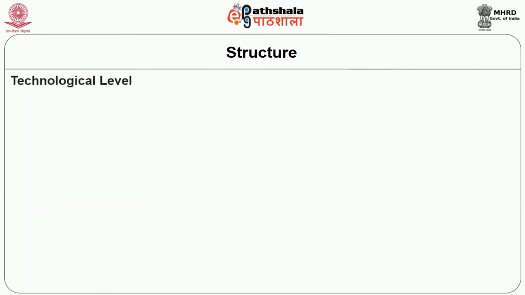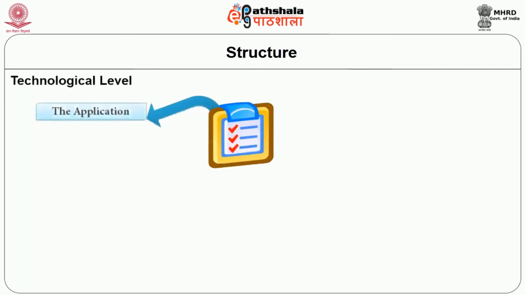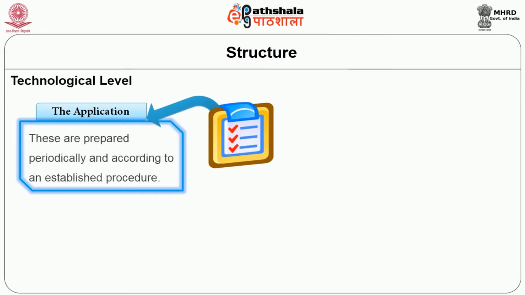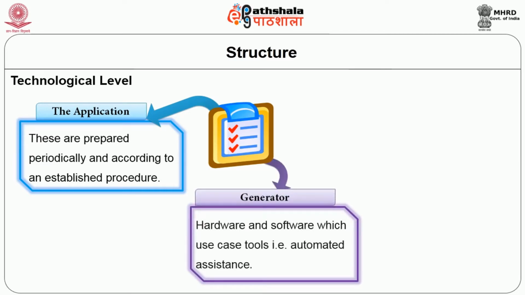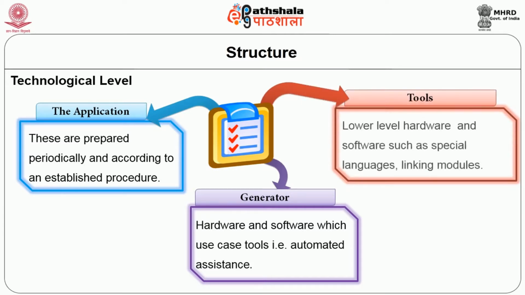At the technological level, you have the application. That is a program designed to perform a specific function. Then we have the generator. That is the hardware and the software, which is the basic technology that we are using. Then we have the tools. That's the lower level hardware and software, such as special languages and linking modules.